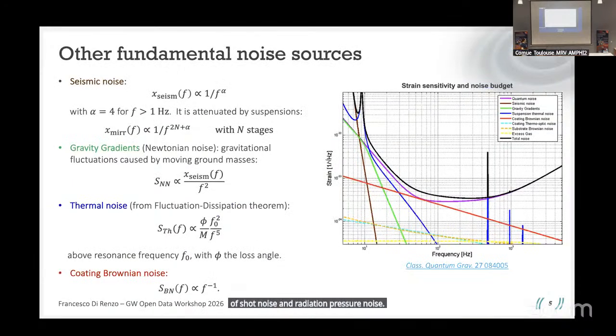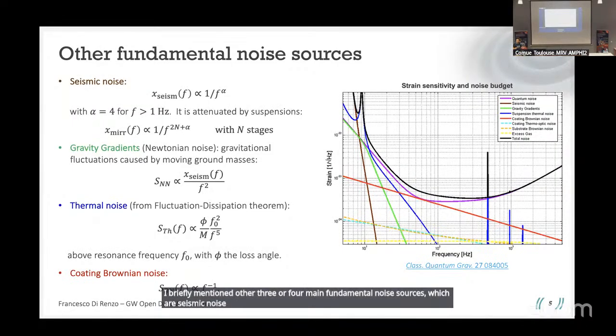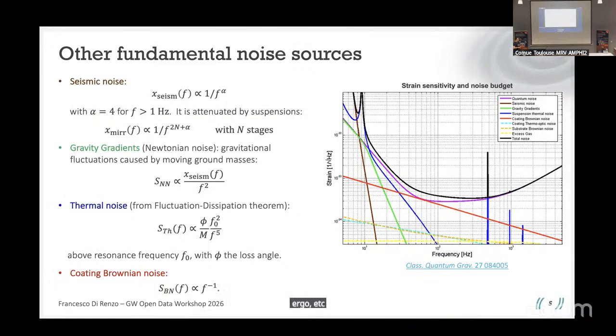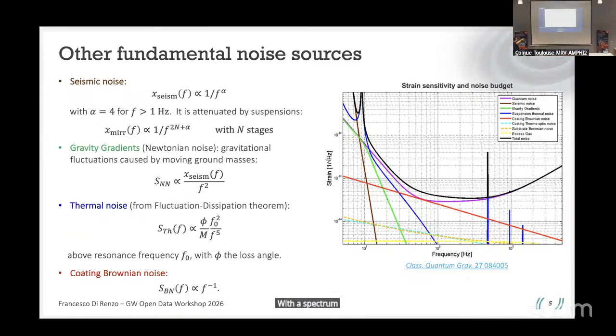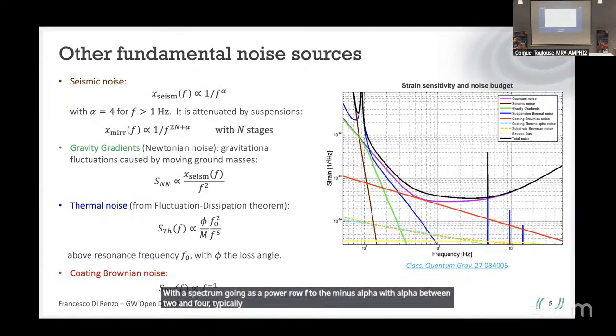I briefly mention other 3 or 4 main fundamental noise sources, which are seismic noise. Detectors on the ground, so now LISA, Livingston, Hanford, Virgo, etc., are subject to the microseism that we have on the ground. So on the ground, the ground is shaking by about 1 micrometer per second, with a spectrum going as a power law, f to the minus alpha, with alpha between 2 and 4, typically 4 above 1 Hz.